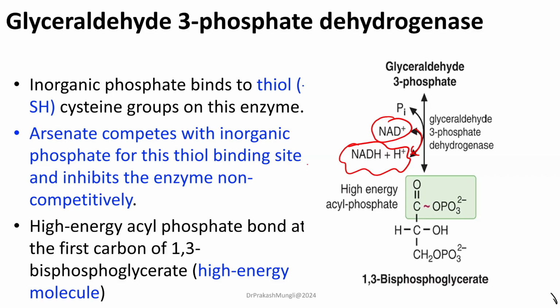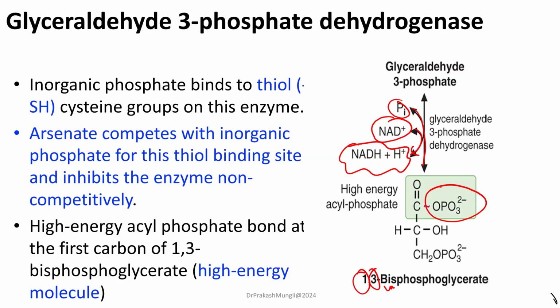Okay. And also you note here that inorganic phosphate is getting into the reaction and it will be attached to the first carbon of glyceraldehyde 3-phosphate. That's why the name of the product is 1,3-bisphosphoglycerate. There are 2 phosphates. One is at the first carbon, the other is at the third carbon. That's your product. This is the reaction catalyzed by glyceraldehyde 3-phosphate dehydrogenase.